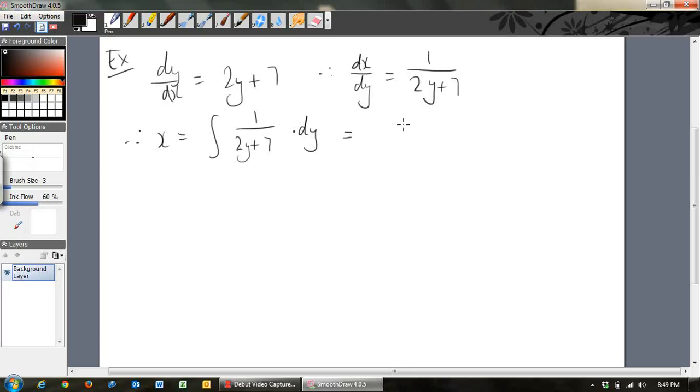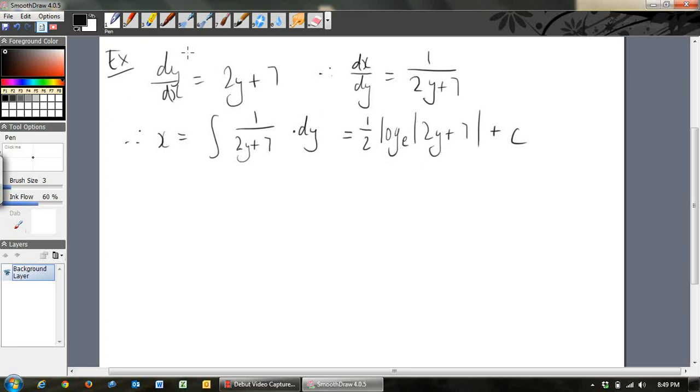So what is that equal to? It's a linear term on the bottom, so we can take the log of that. That'll be log base e of 2y plus 7. And because there's a 2 in front of the y, we need to divide by that 2, so it'll be a half log e of 2y plus 7 plus c. And that's what your x is equal to. Now that's not the solution. Don't be fooled.